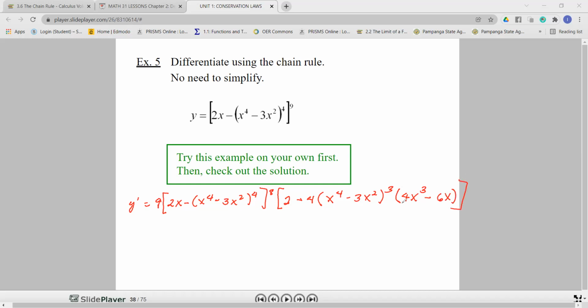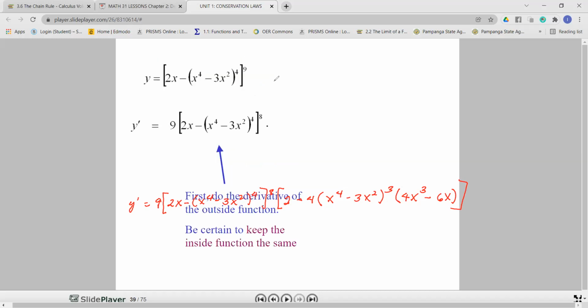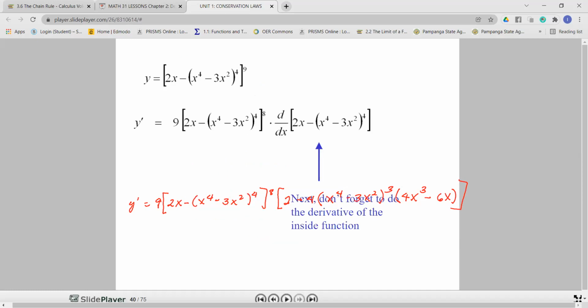So, that's it. No need to simplify. So, this is then the derivative of this function. Let's see what they say here. Okay? So, first, do the derivative of the outside, like what we said earlier. Be certain to keep the inside function the same. So, nothing changes in the inside. Next, do not forget to do the derivative of the inside function.